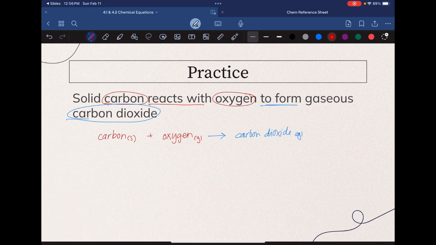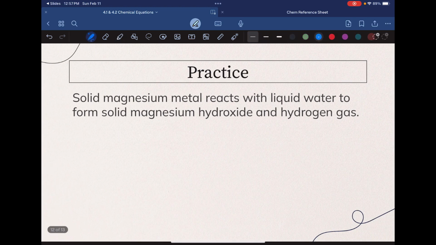Next step is to turn these into their actual formulas. Carbon is just C. Oxygen is O2 because it's a diatomic. Switch colors to my products. Carbon dioxide is going to be CO2, and it's a gas. Box this, highlight it, whatever makes your soul happy. But that's our answer. Next example, let me switch over to my reactant color.